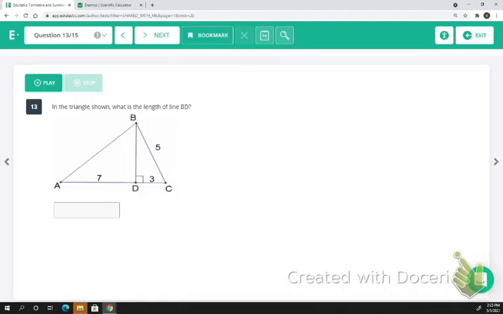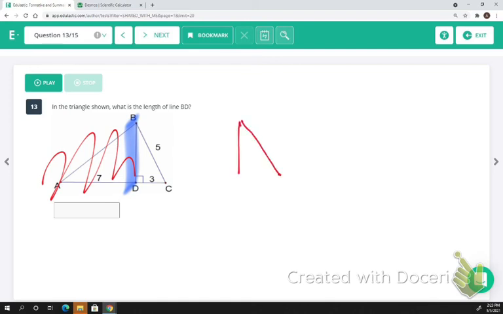Number 13, this one looks complicated, but once you read the question, it's not that complicated. It says in the triangle shown, what is the length of BD? So here, BD is here. You know CD is 3, and you know that BC is 5. So really, you don't care about that triangle. The only thing I care about is this is 3, this is 5, and I want to find this other length, so I'm going to call it x.